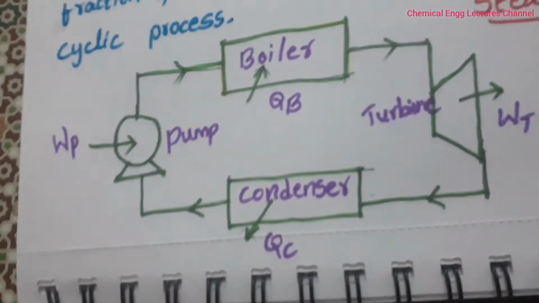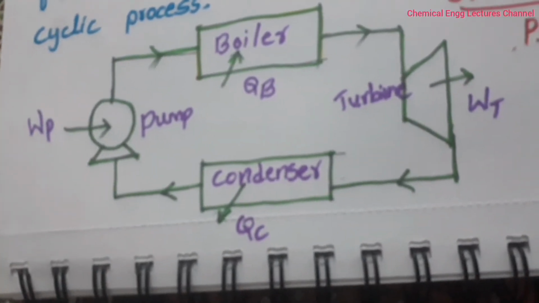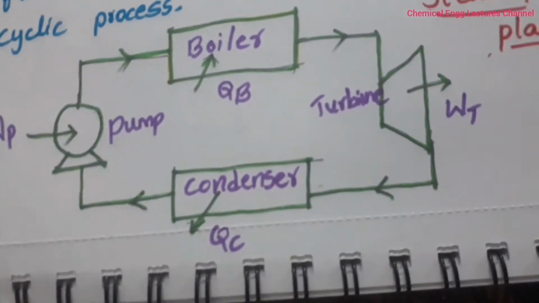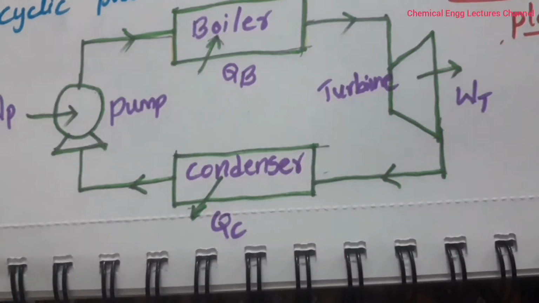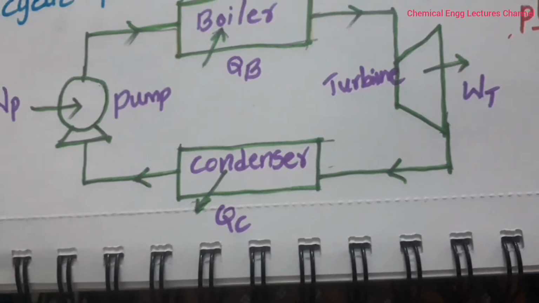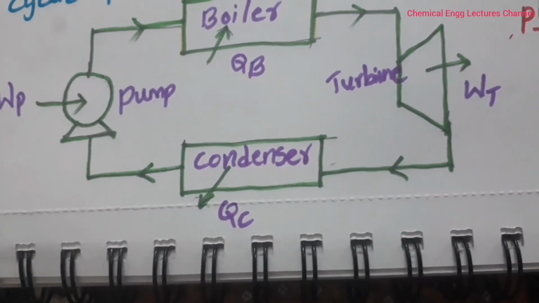So you can see from the diagram. From the pump it moves to the boiler, then work is done by the turbine, and then it moves to the condenser where the heat is transferred, and then it completes the cycle.